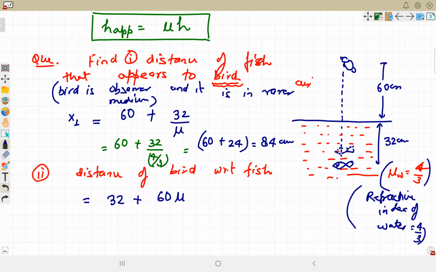From h it becomes mu times h, and when it looks toward the denser medium, then the height will be less, so that will become 1 by mu times h. Okay, this is the second calculation. Kabir, what is the height of the bird that appears to the fish? Mr. Kabir?